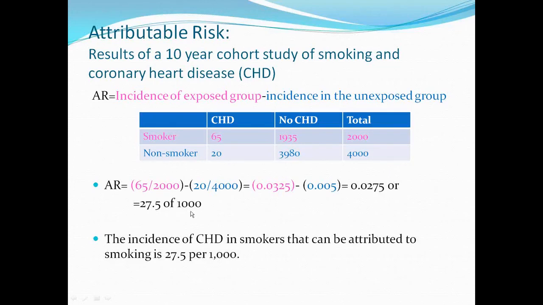And that's just telling us that the excess incidence of coronary heart disease in smokers that can be attributed to smoking is 27.5 per 1,000 people. Or just said another way, approximately 28 cases of coronary heart disease for every 1,000 people could be avoided if nobody smoked.